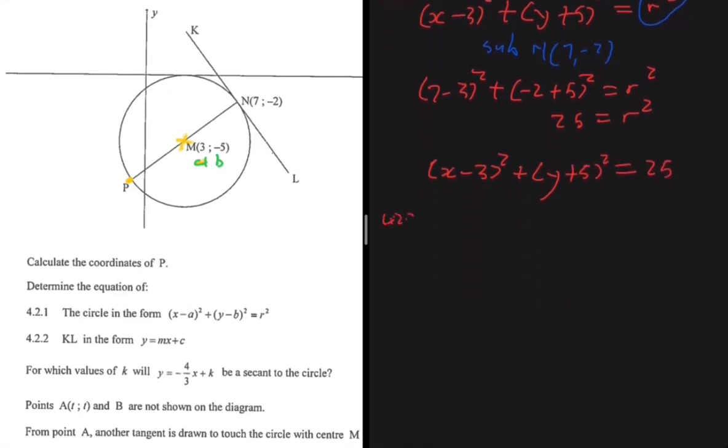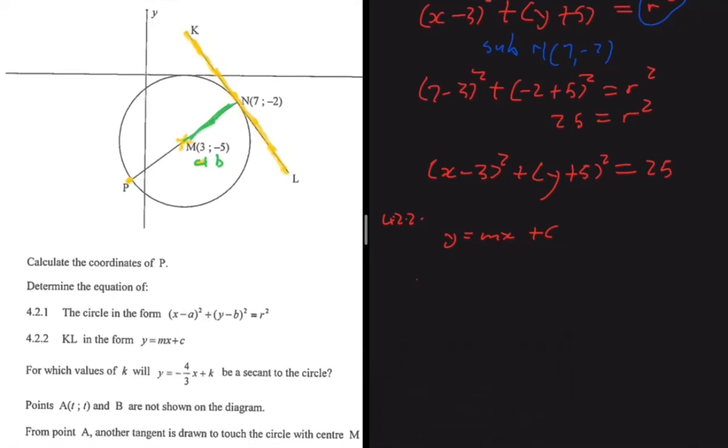4.2.2. So 4.2.2 is saying let's determine the equation of KL in the form y is equal to mx plus c. So let's look at KL. Is this line here, which is a tangent to the circle, right? So we don't have the coordinates of K, we don't have the coordinates of L, but if we calculate the gradient of MN, then we're going to use that to find the gradient of KL, right? Let me show you what I'm talking about.